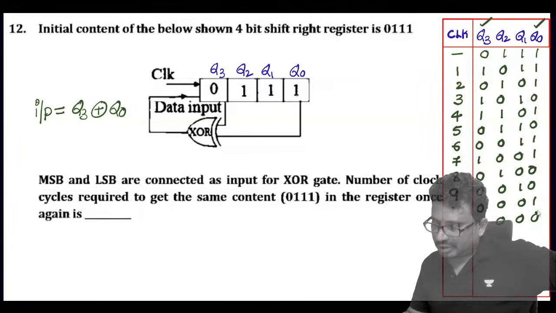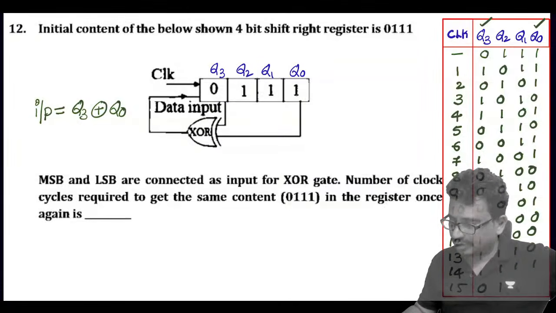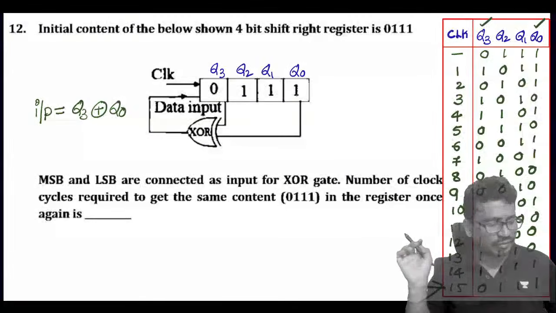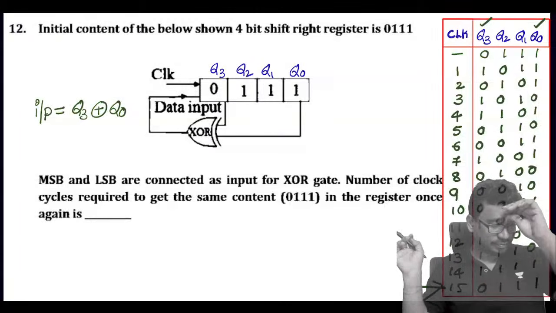What here? We are not getting. 12th clock, so this is 1, 1, 0, 0. 13: 1, 1, 1, 0. 14: 1, 1, 1, 1. 15: 0, 1, 1, 1. Yeah, 15 clocks. Check it, all of you. Everybody got the same thing. 15 clocks we got.